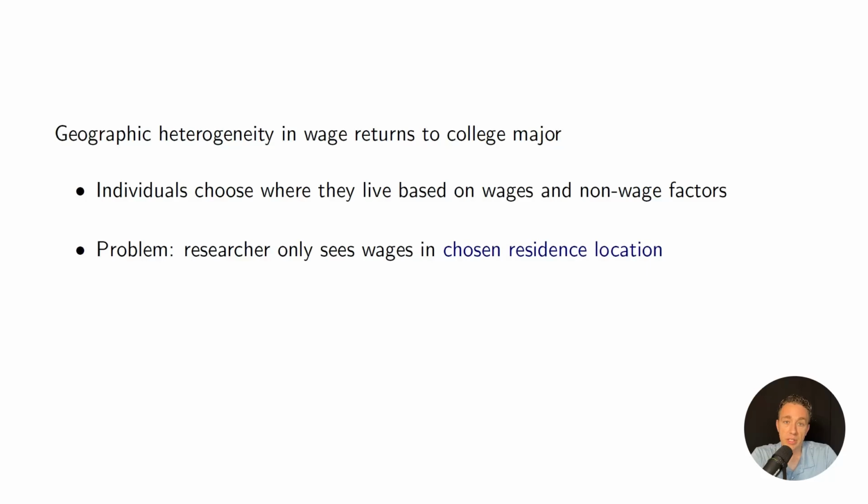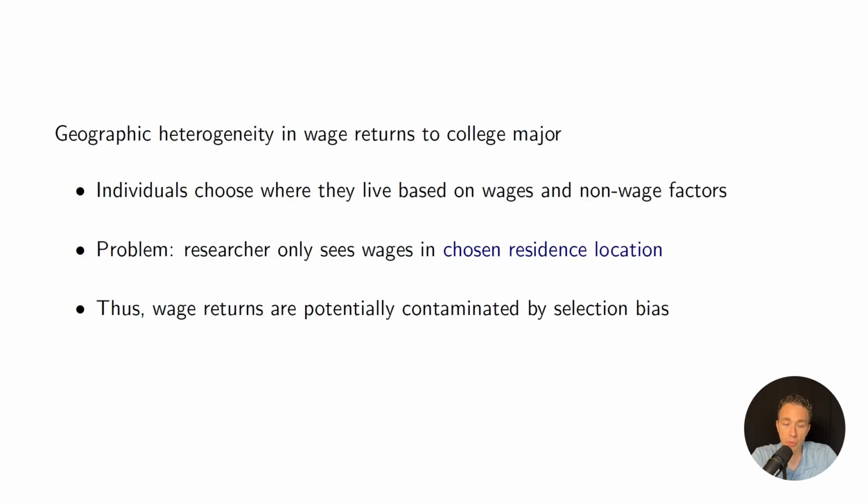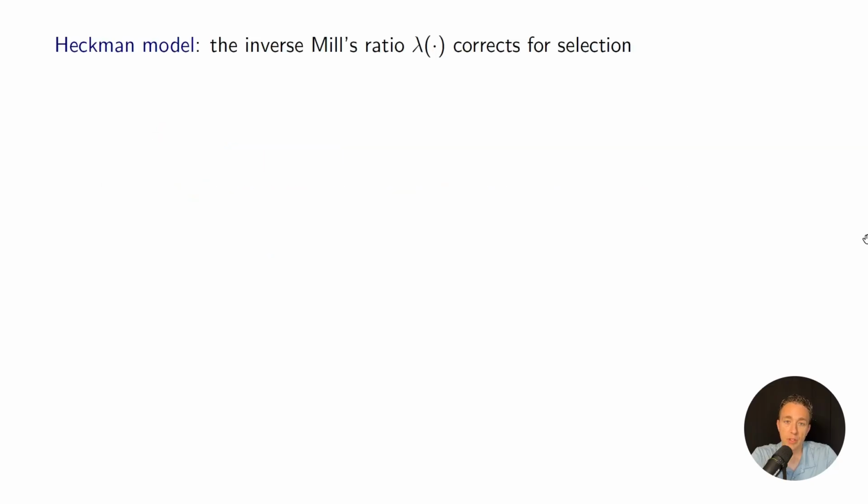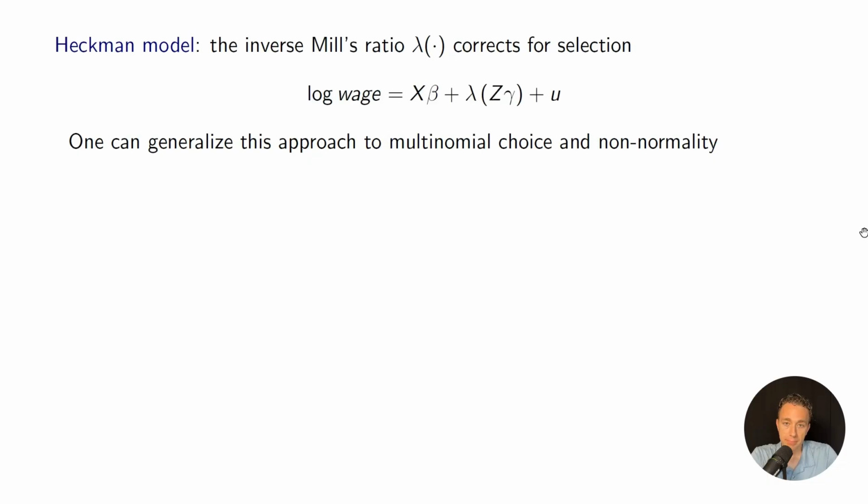But the problem is that the researcher only sees the wage in the chosen location, and so that's going to distort estimates of the return to this college major that's chosen. So we have this potential selection bias that's contaminating the wage returns. And so if we think back to the Heckman model, we have this inverse Mills ratio that corrects for selection. But we could generalize this to a multinomial choice, and non-normal error terms. And there's a paper by Gordon Dahl in Econometrica in 2002 that proposes this approach.